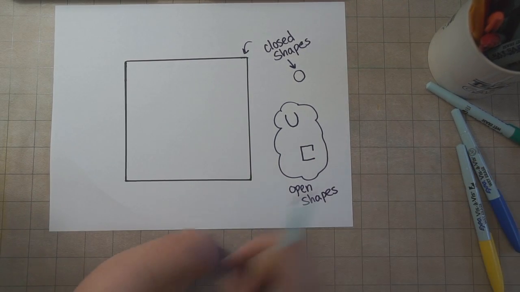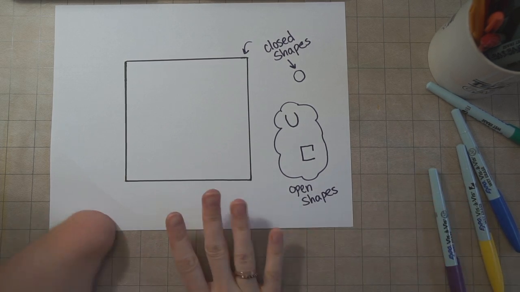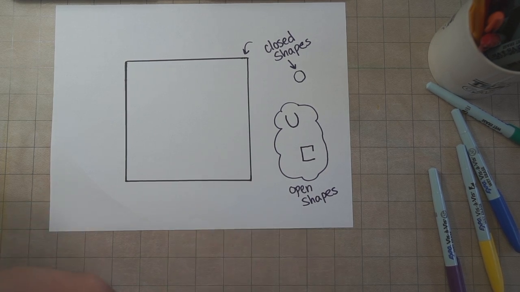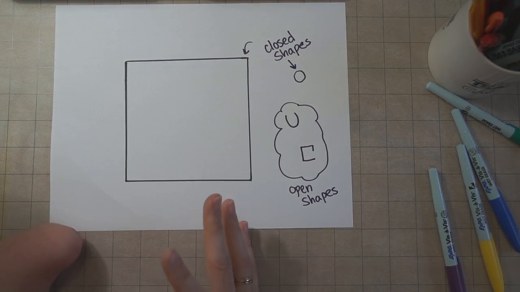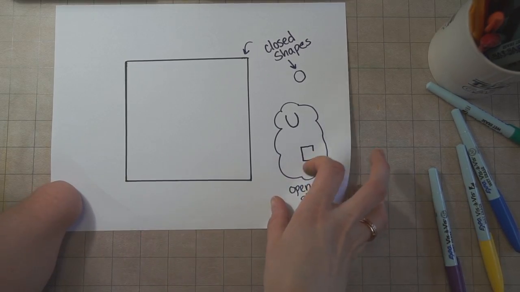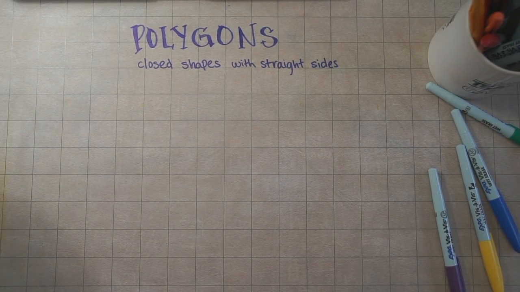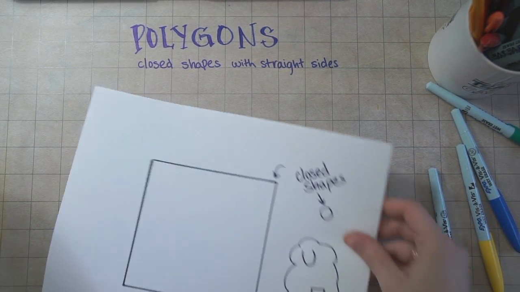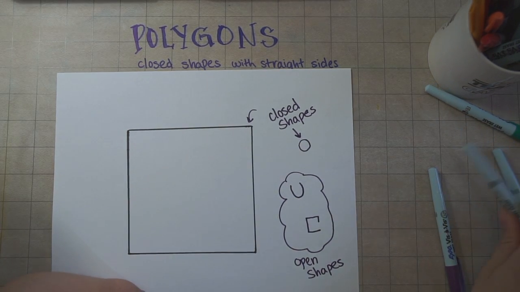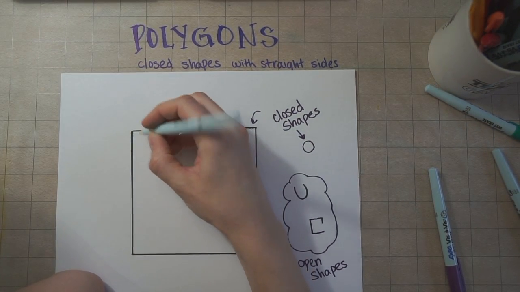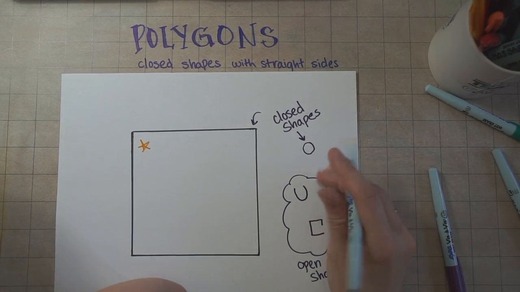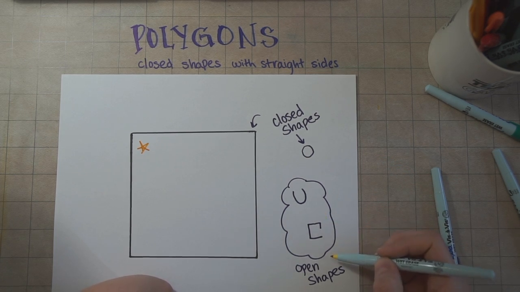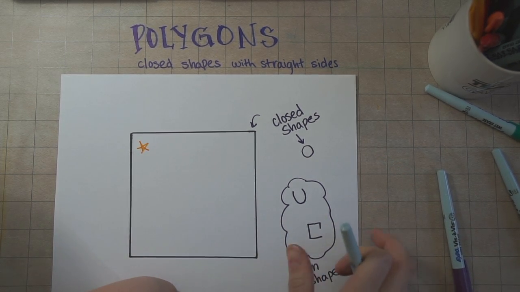So, we're going to zoom in on a special family in the 2D shapes called polygons. Polygons are closed shapes with straight sides. So if I go back to my earlier picture, the square is a polygon, but the circle is not a polygon because it has curved sides. Neither of these shapes are polygons because they are open.